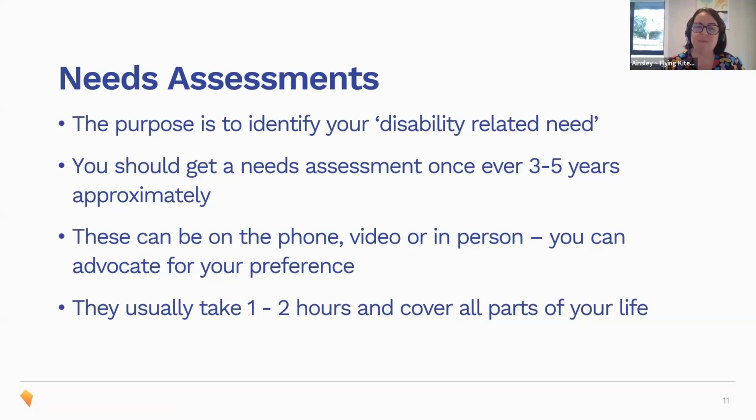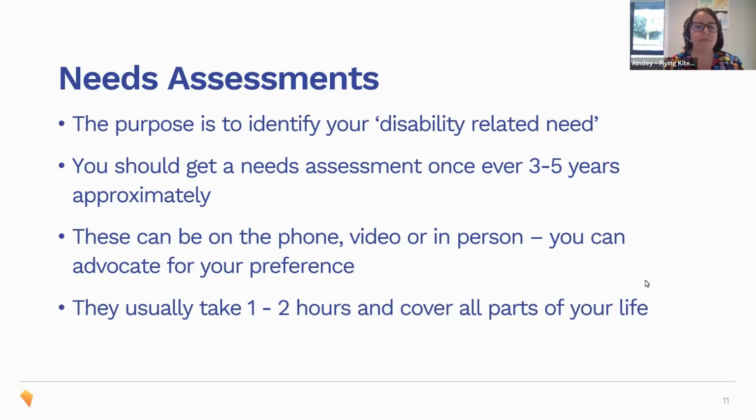And that's why often people come feeling like they have quite significant needs and walk away from a needs assessment without a lot of support, because the system has decided that actually the things they need help with are not related to their disability. And so part of what we're going to talk about is how can you make sure you get your wording right, so that things fit within the disability category.